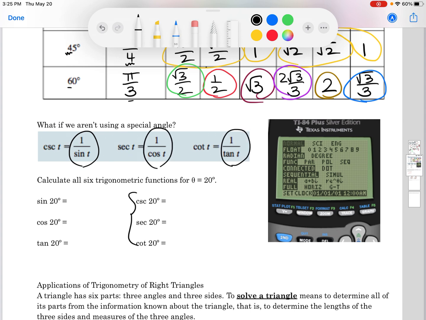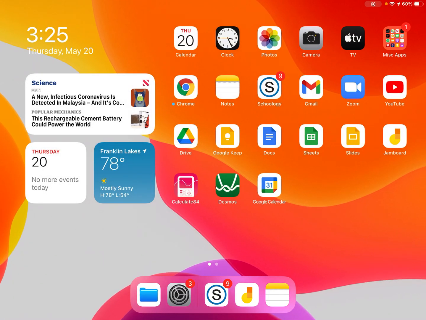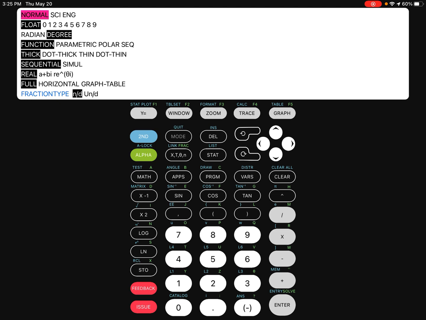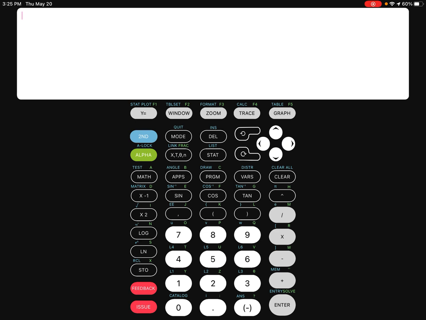So we're just going to do 1 over sine, 1 over cosine, and 1 over tangent, and that will flip it over for us. So let's just see real quick what that looks like. All right, so we're going to make sure in our mode that we're in degree mode. If you're not, you're going to want to change it, okay?